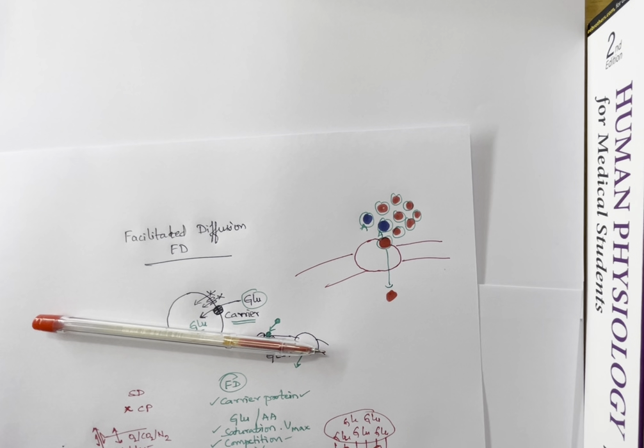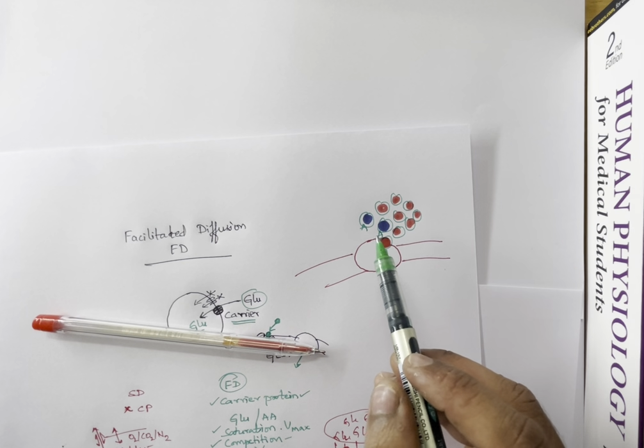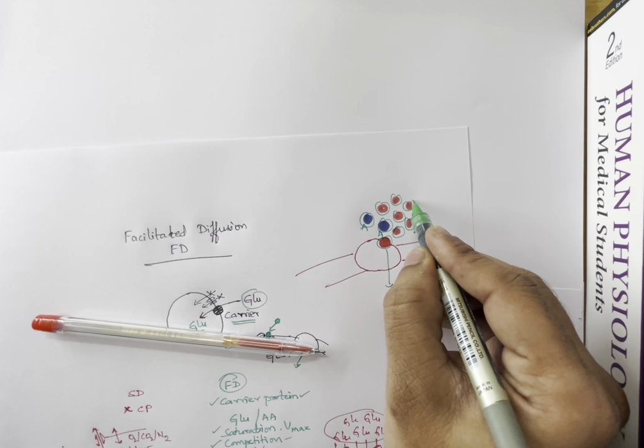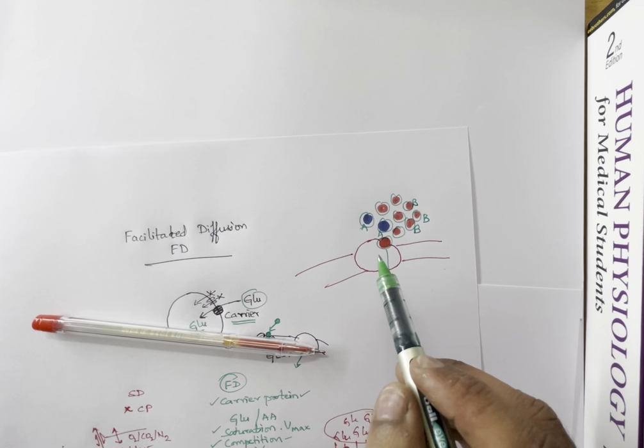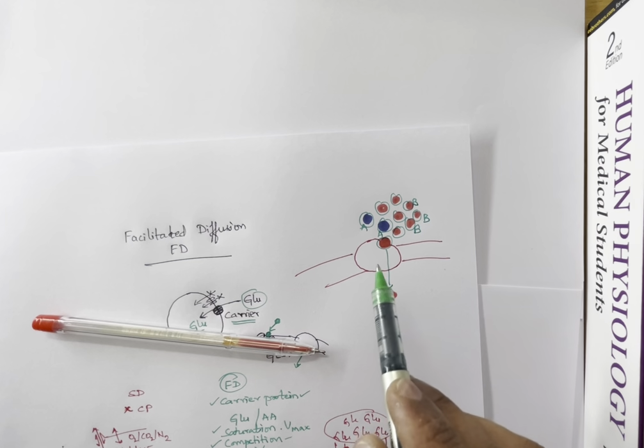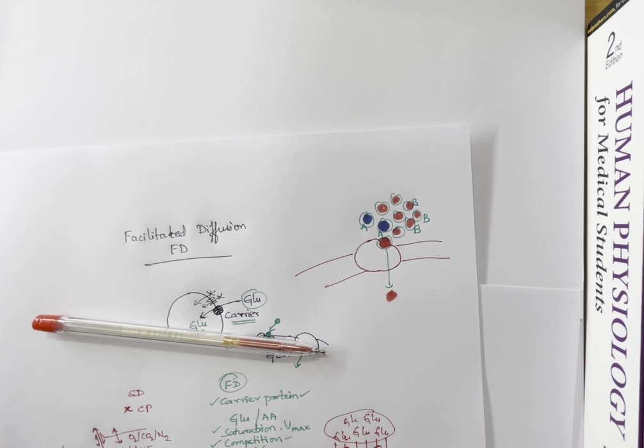So this is competition for the binding sites of the carrier that happens in facilitated diffusion, and the transport of substance A is inhibited by the increased concentration of substance B. This is competitive inhibition of transport of substance A by increased concentration of substance B. So this is all about simple diffusion and facilitated diffusion. These two are types of diffusion and examples of passive transport mechanisms. In the next lecture, we will discuss what osmosis is.